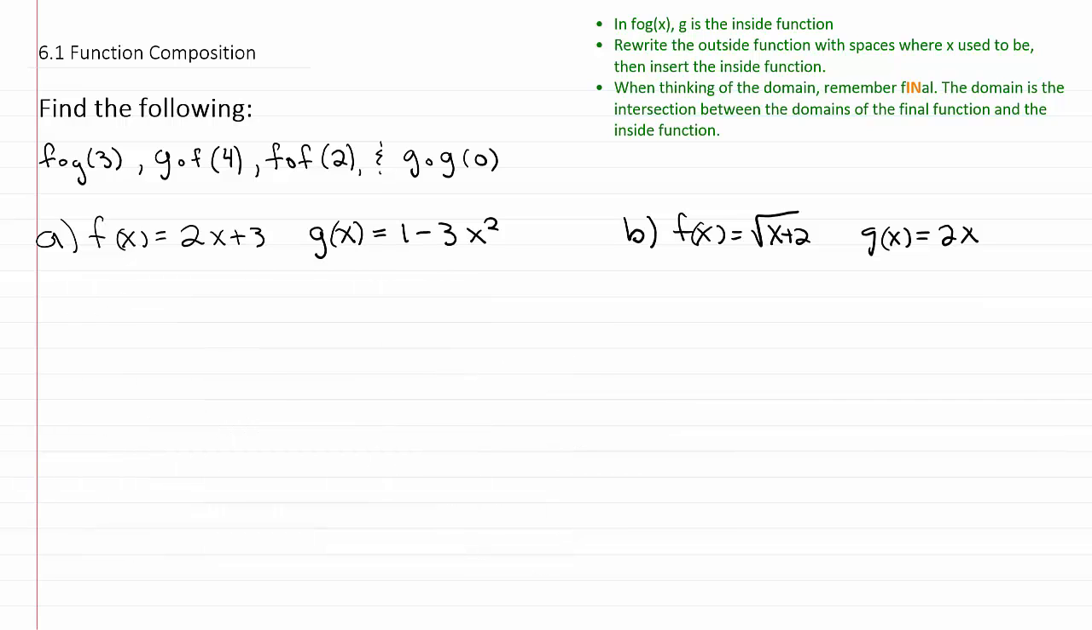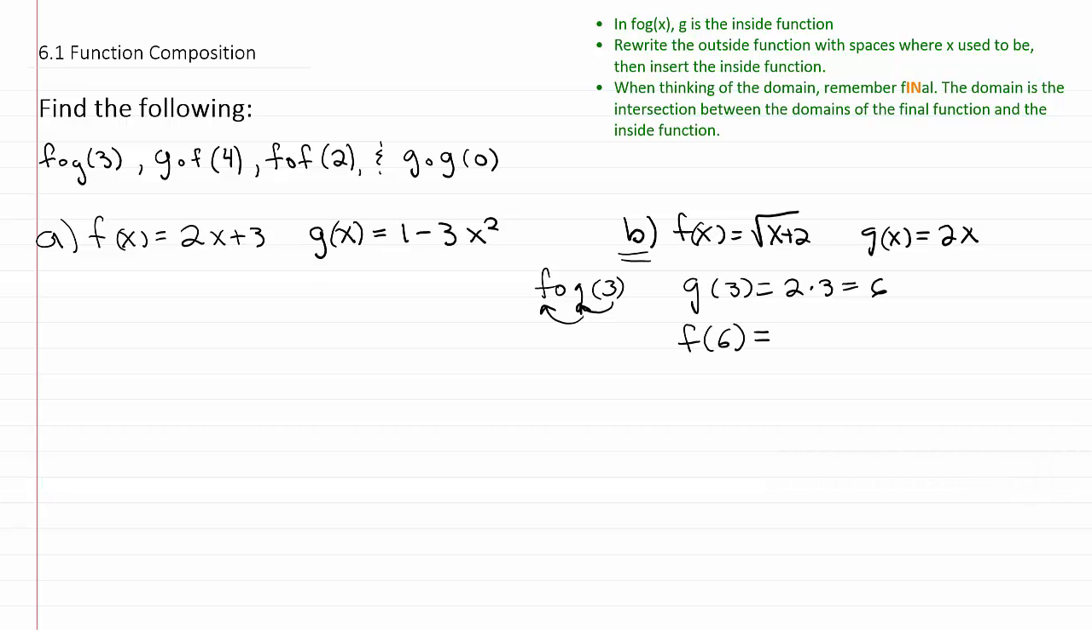All right, let's do the same thing for the example B here. For example B, we're going to start with f of g of 3. So remember what f of g of 3 would mean. It would mean that we would plug the 3 into g first and then the result into f. So 3 into g would be g of 3, which is going to be 2 times 3, which is 6. And then we're going to plug that back into f, right? So to be f now of 6.